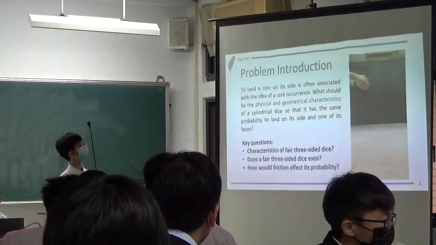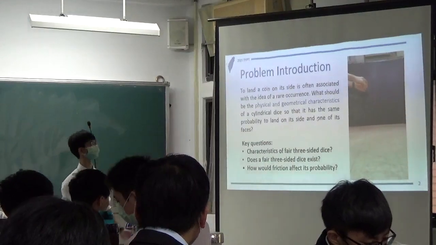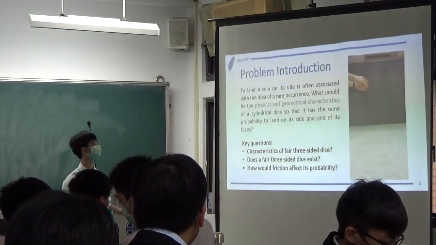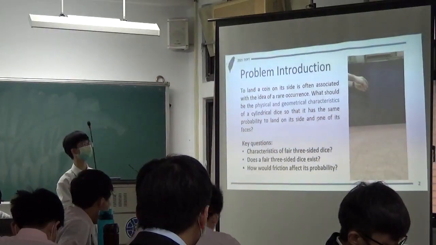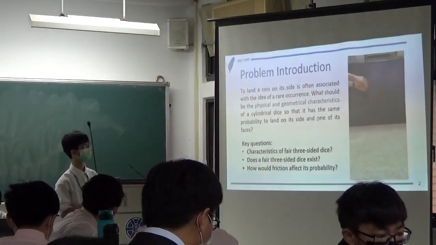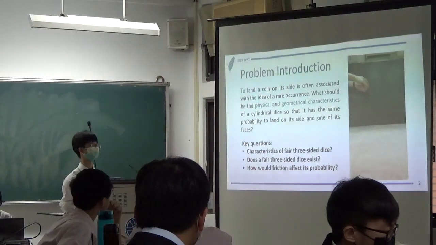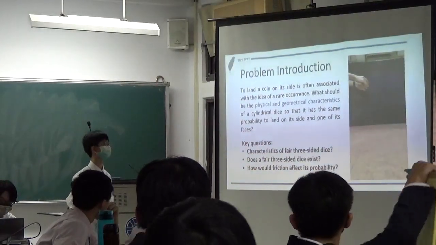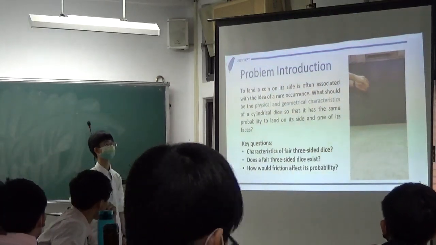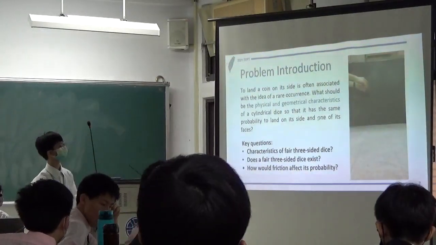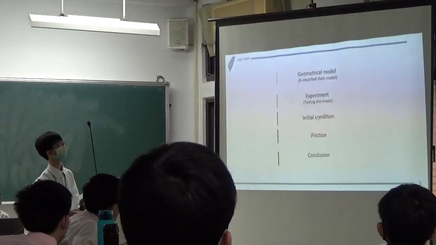And this is the problem statement, and the problem asks us to find the physical and geometrical characteristics of a cylindrical dice so that it has the same possibility to land on its side and on one of its faces. And there are some big questions: what is the characteristic of a fair three-sided dice? Does a fair three-sided dice exist, and how does friction affect the possibility? So it is a demonstration, and this is the table of contents of my presentation.